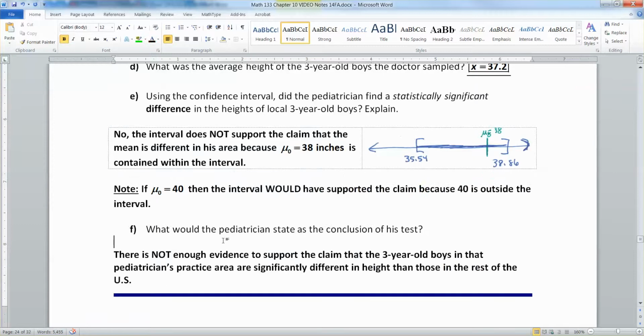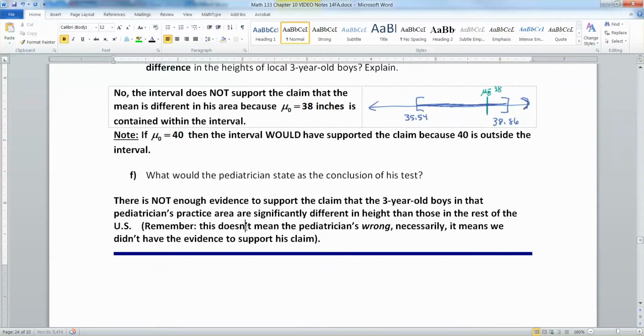And that's what we write for our conclusion. So we say there is not enough evidence to support the claim that the 3-year-old boys in that pediatrician's practice area are significantly different in height than those in the rest of the US. Remember, this doesn't mean he's wrong. It just means that we couldn't prove it.